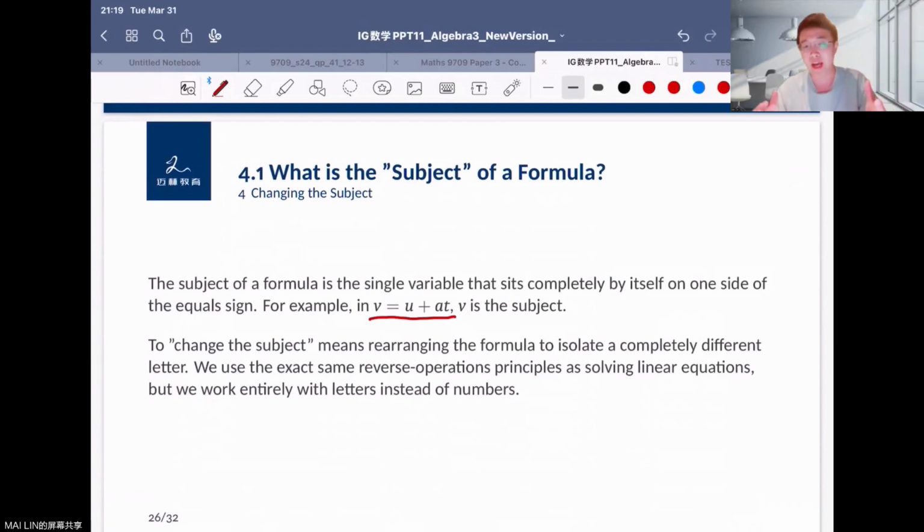On the right side of the equation, there are the initial velocity U, the acceleration A, and the time taken T. Maybe the initial velocity and acceleration are constant numbers, so maybe T is a variable. So you can say V is changing with T.